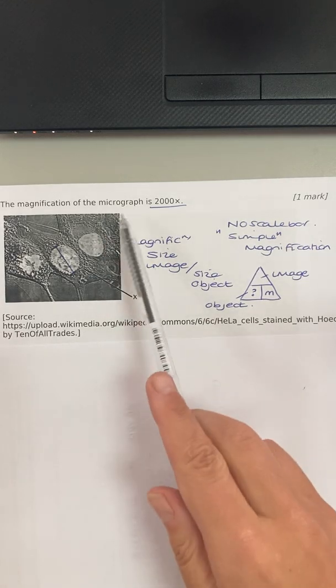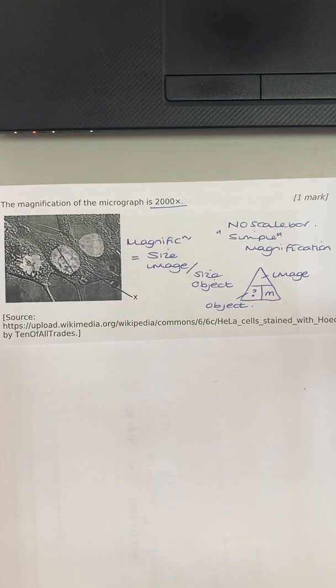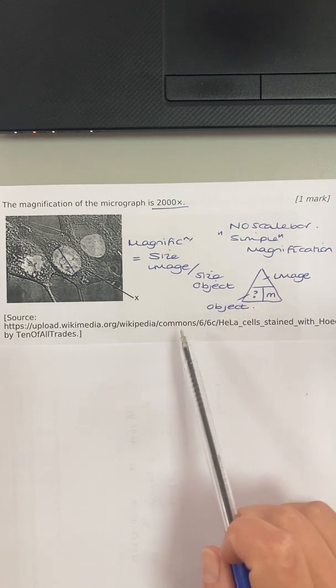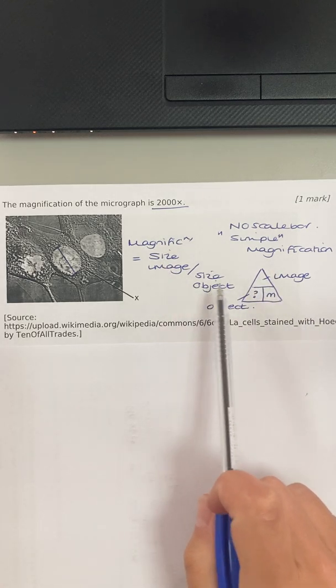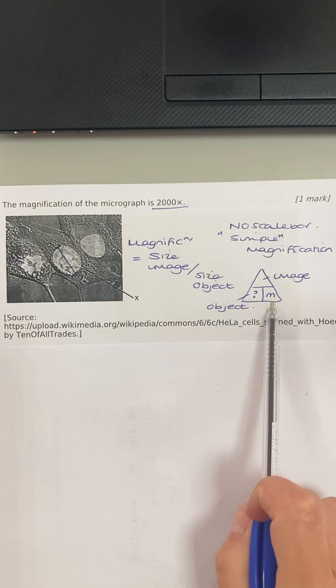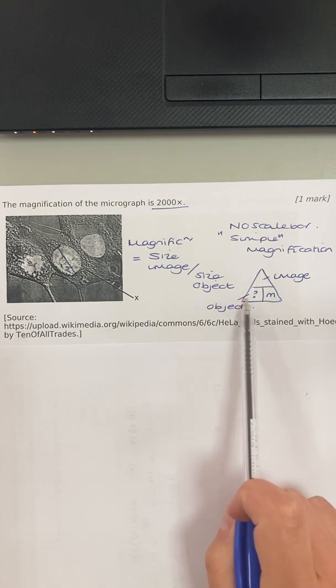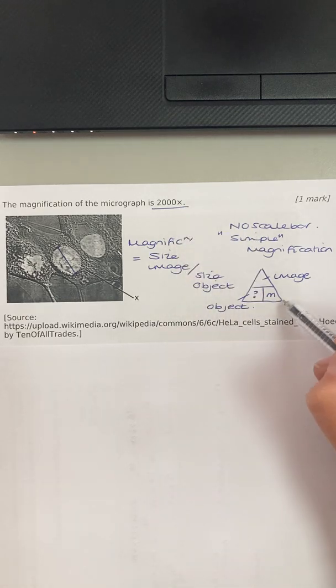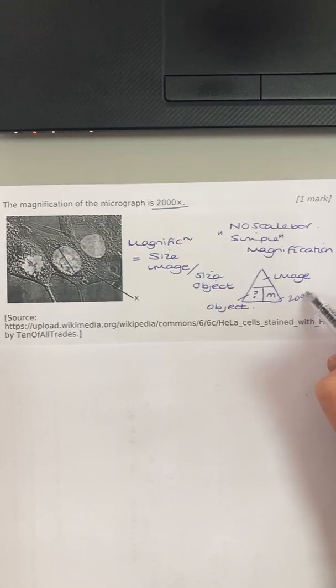The magnification of the micrograph, so the picture that's taken down the microscope, is 2000 times. So here we've got no scale bar, this is just a magnification question. So we use our triangle in which we have the size of the image, the size of the object, and the magnification. So image, object, magnification. In this question, we have the magnification. The magnification is given as being 2000.